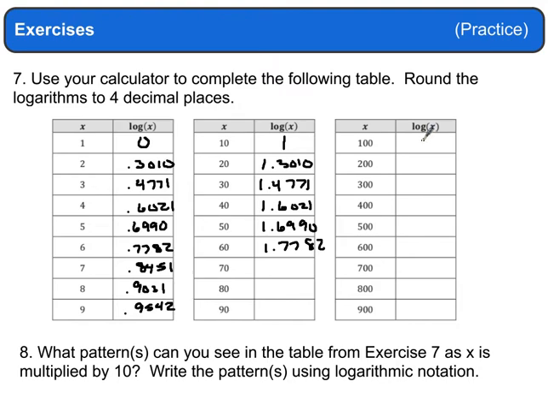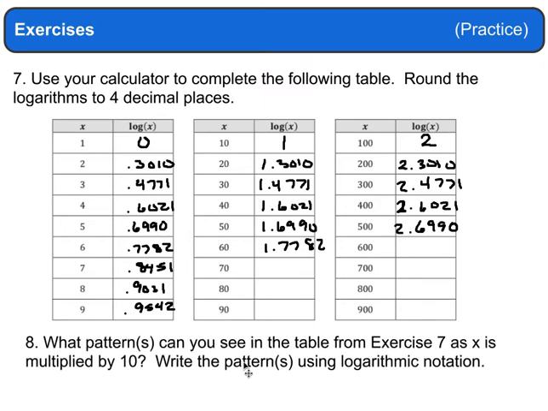This is going to be a 2, and then we're going to have a 2.3010, and then a 2.4771, and then a 2.6021, a 2.6990, and so on down the list. So you start to be able to see a pattern such that you can make these basic observations right here.